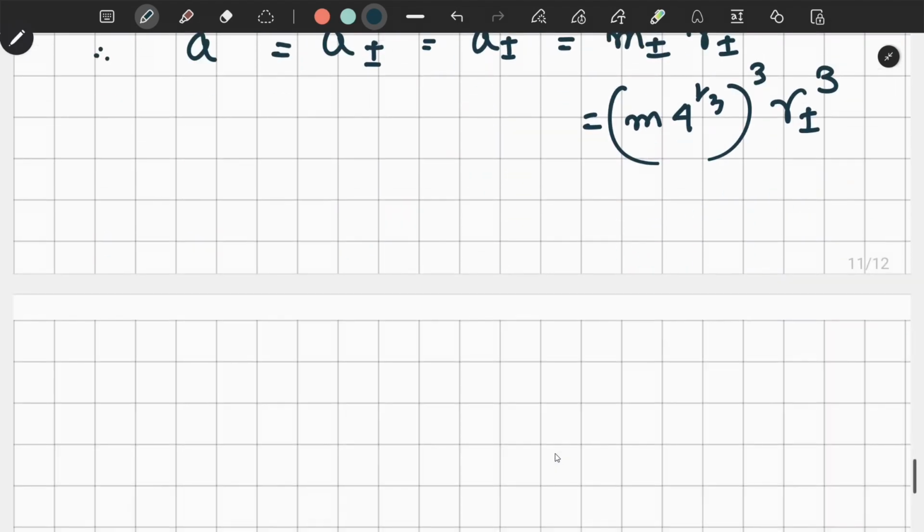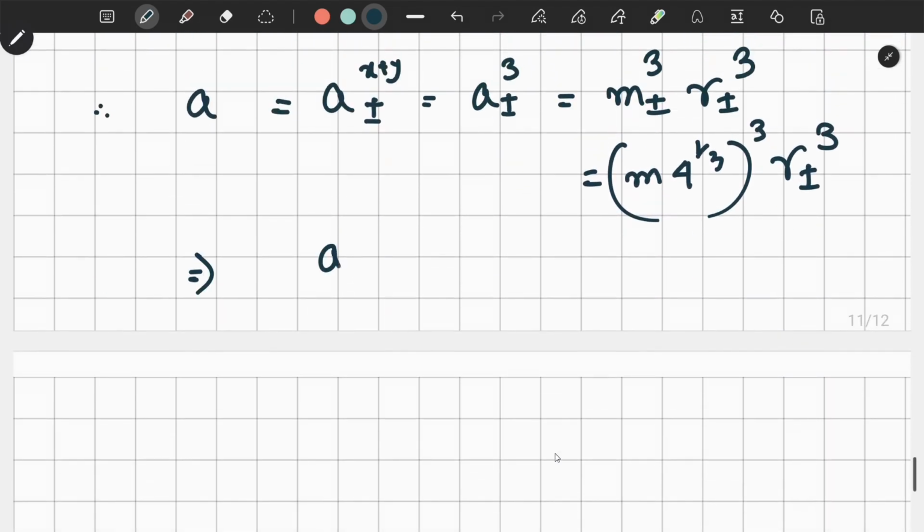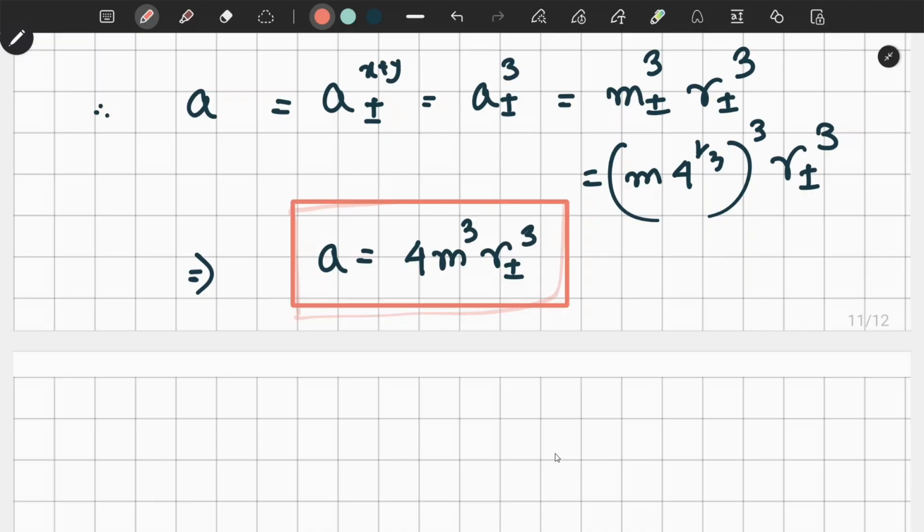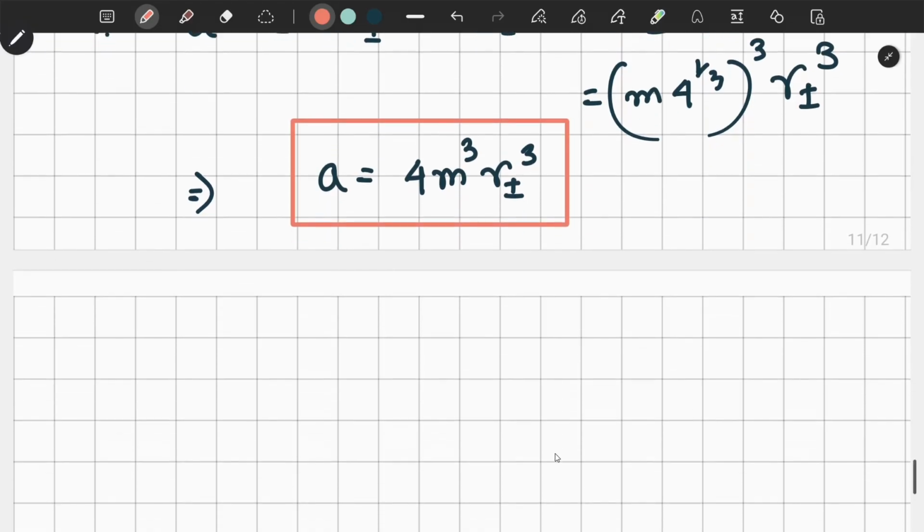M cube, 4m cube into r plus minus cube. So this is the answer. Okay.